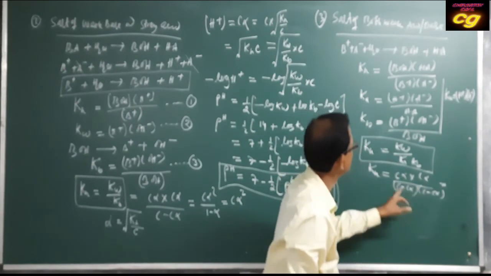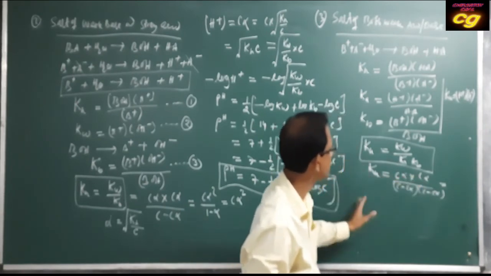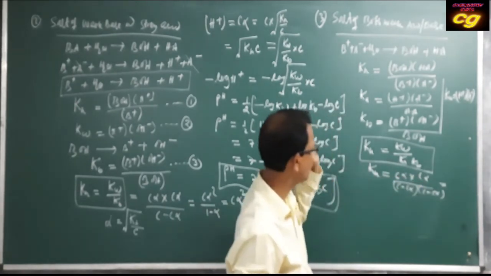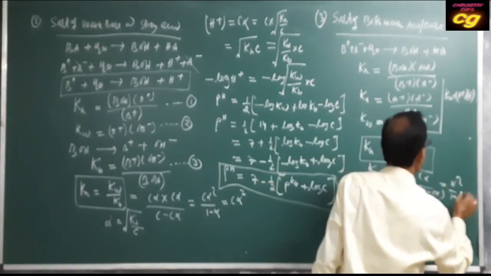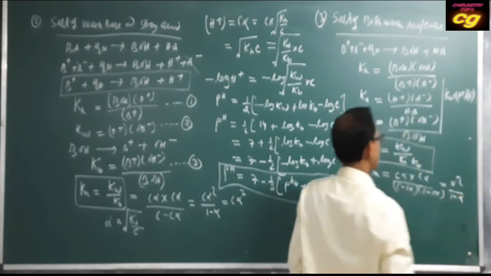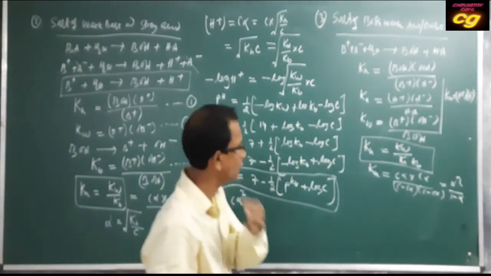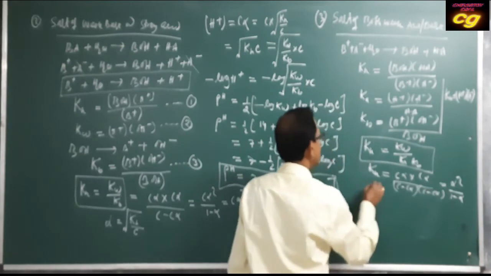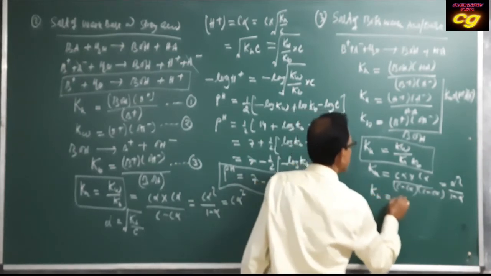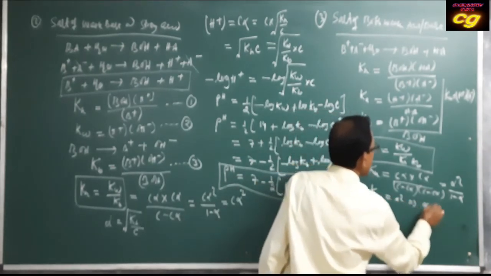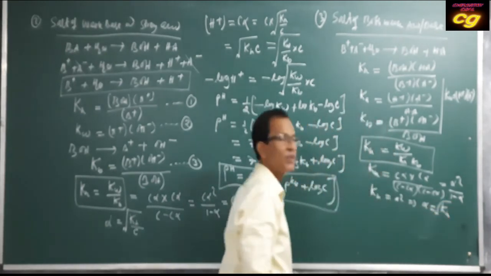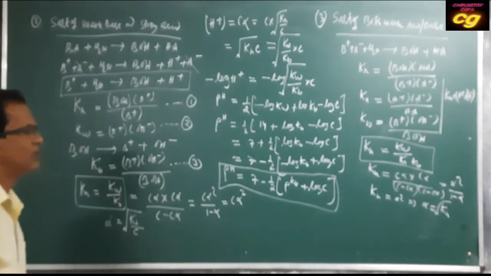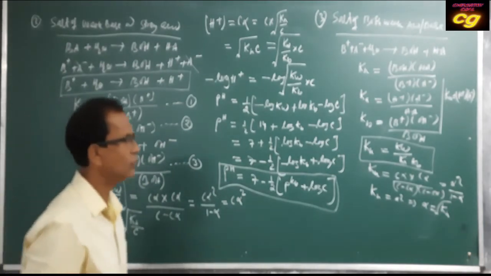C will be cancelled, C square will be cancelled, C into C square, C square. Then what is left? Alpha square upon 1 minus alpha. When alpha is very small, then Kh is equal to alpha square, which implies alpha is equal to square root of Kh. This is for the derivation of weak acid and weak base.